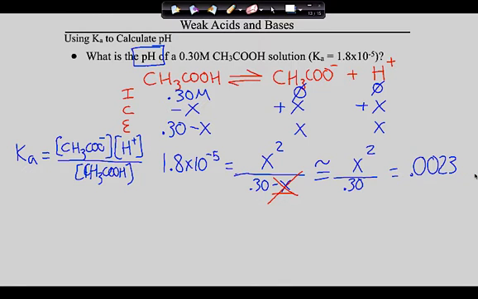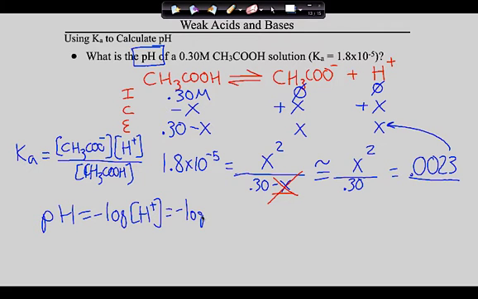So now, guys, we're ready to finish the problem. Do you see how this fits together? What is this number? Well, it's this number. It is the hydrogen ion concentration. So now all we have to do is go pH is equal to the negative log of hydrogen ion, which is equal to the negative log of 0.0023, which is equal to 2.64.